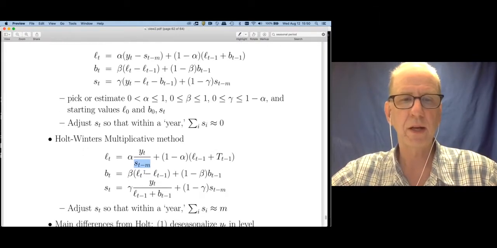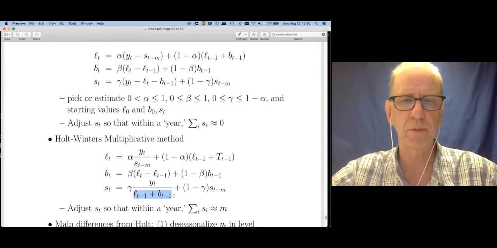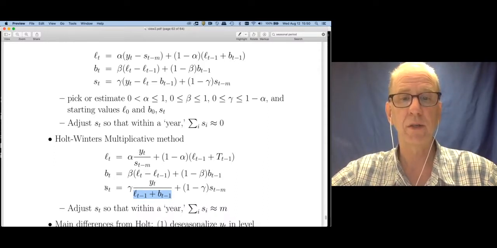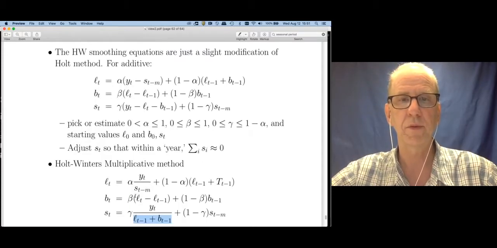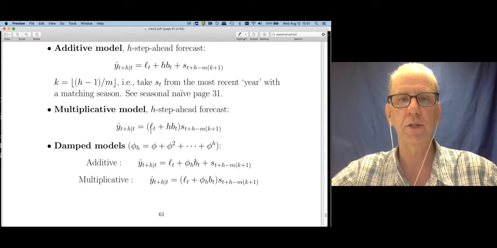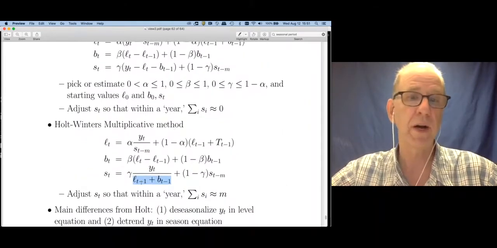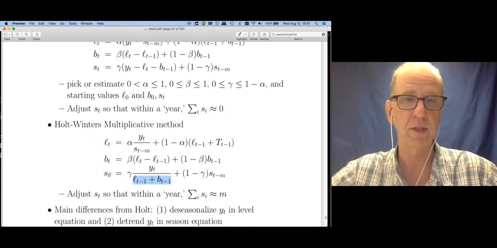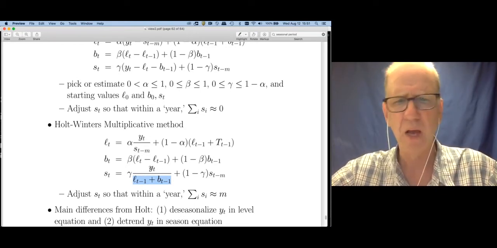And likewise with the seasonal effect, instead of subtracting off the trend part, we're going to divide by it, because with multiplicative data, remember, my yt is the seasonal part times the level part, times the trend. This was the updating equation, so the level plus my trend, and so that's why I'm dividing by the level plus the trend times the seasonal effect. So s times this is equal to y is the way I like to think of it.